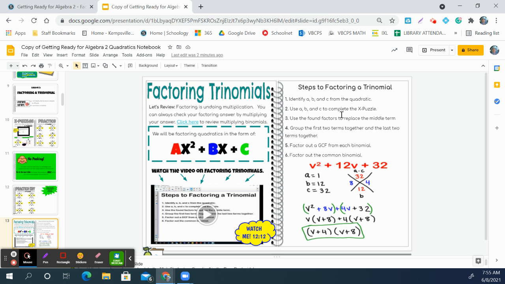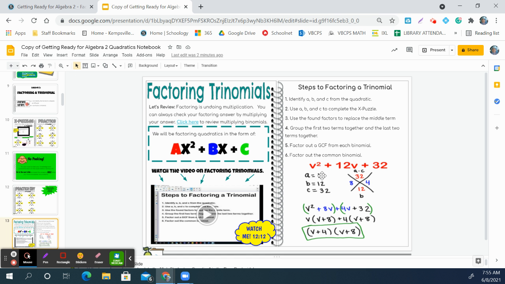We're going to use a, b, and c to complete the puzzle. That top number that we multiply, we're going to take the first number and the last number and multiply them together. That middle number is going to go straight to the bottom, and then we're going to do our X puzzle. What multiplies to 32 and adds up to 12? Well, that's 8 and 4.